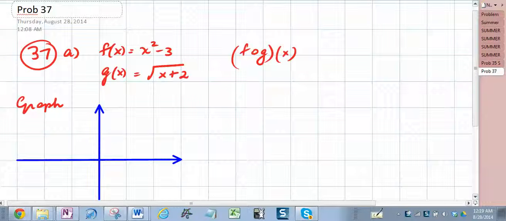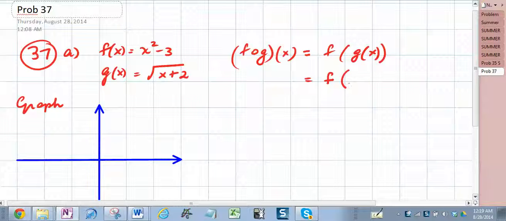Problem 37 of their summer assignment gave you two functions, f of x and g of x, and they asked you to find the composition of f on g. The way that we do that is we know that the composition of f on g means that I'm going to do g of x first, and whatever the output is from g of x then becomes the input into f. So let's have a little look.